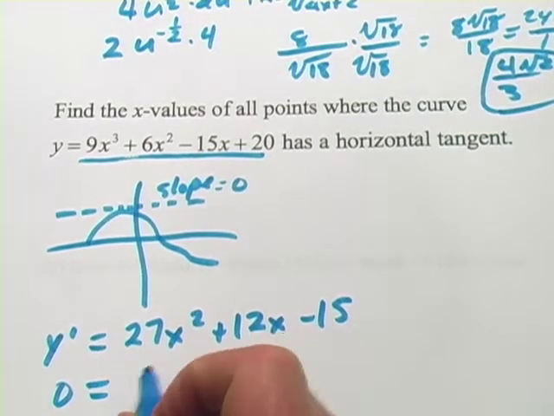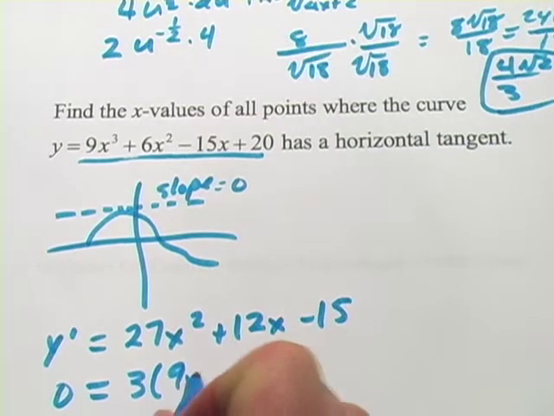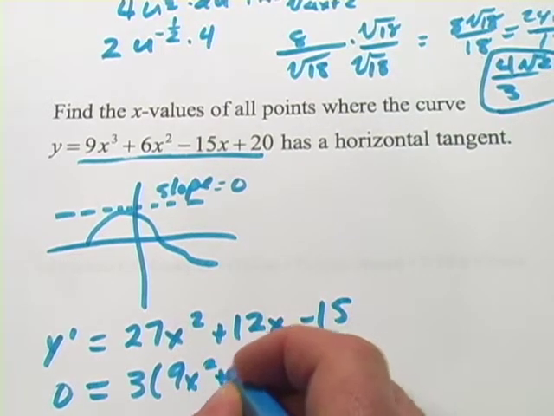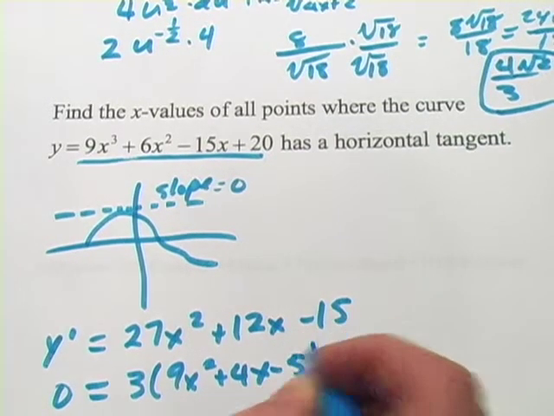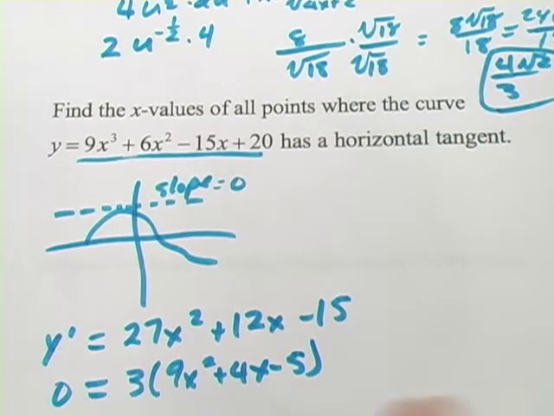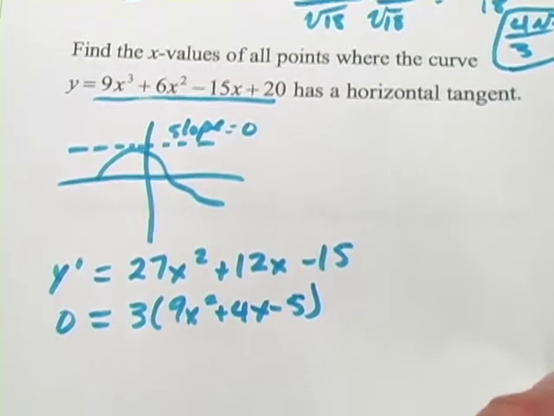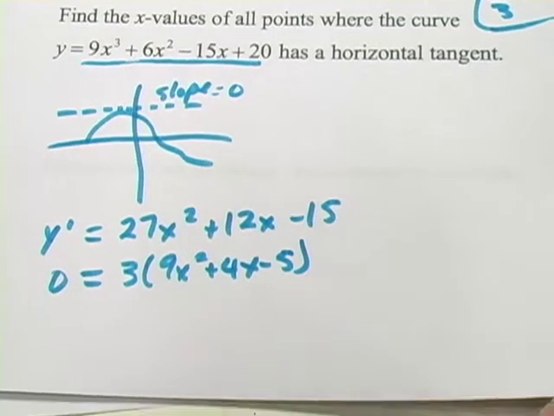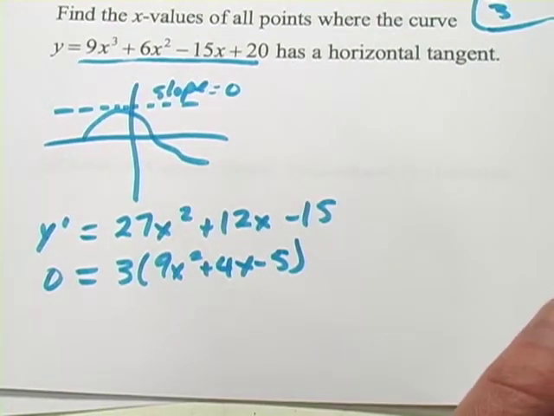And I think I'm going to pull a 3 out of this to start with. 9x squared plus 4x minus 5. And let's see, I think it looks like we're going to need to use the quadratic formula to get this one done.